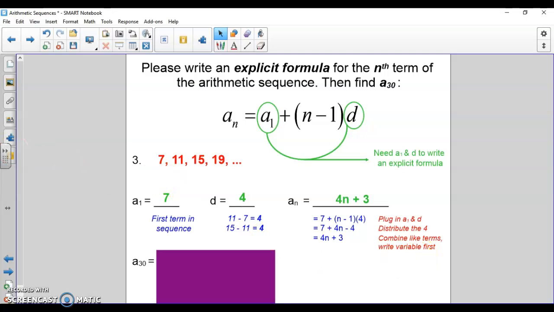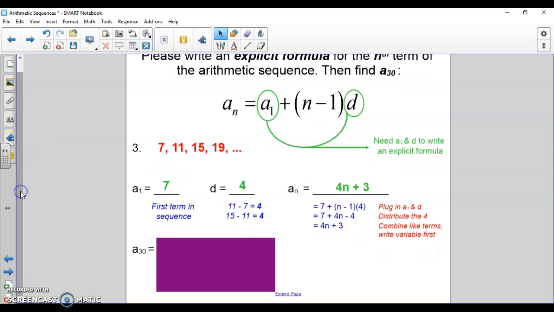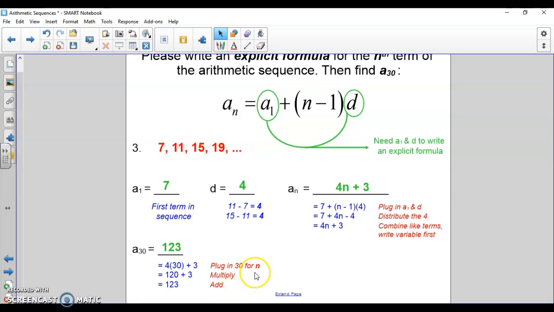That's it. Then I ask you to find A sub 30. So what that's really asking is find the 30th term in the sequence. You can just add 4 to these 30 times if you want, but the whole point of having this formula is to shorten that process up. All you do is plug in 30 into the formula you found. That's the whole point of that. It's just 123. This is stuff that can be done in your head.